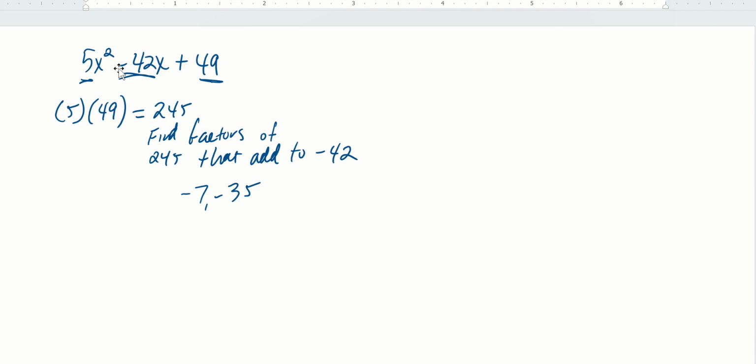So we need to rewrite our middle term using our new factors. Now, this is going to be easier if I keep the -35 with the 5x squared and the -7 with the 49, because I know I'm going to have to factor something out from these, and I can already see they have common factors. So I'll rewrite the middle term. So 5x squared and the 49 are going to remain the same. And I'm going to do minus 35x minus 7x plus 49.